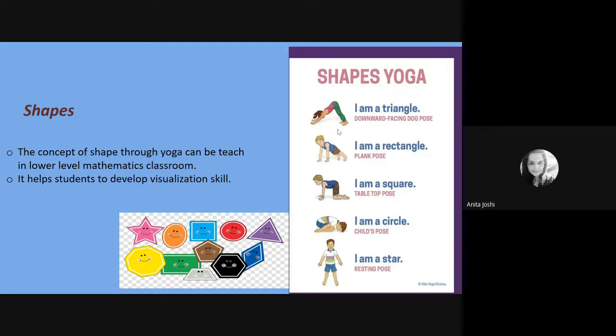So we can do a group of activities. We can create one group and make them do the postures, asanas. Another group can observe and draw in their notebook, so that they can present after the activities. So this is a very simple example of shapes in yoga.